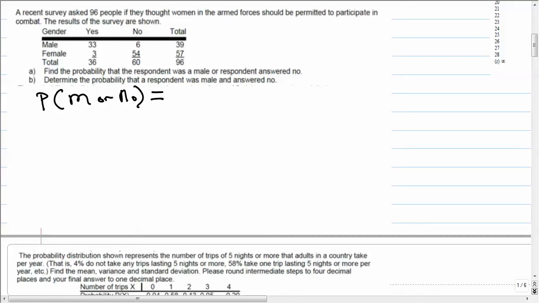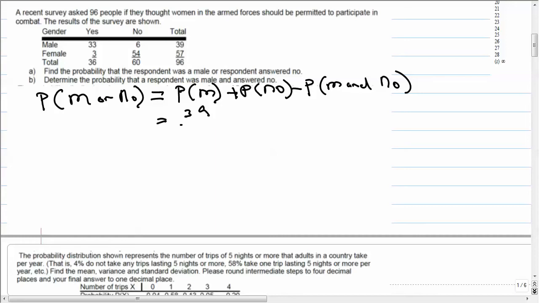This basic definition of probability, if you have it, is the number of ways it can happen divided by the number of ways anything can happen. Now this is an OR too, so there's a formula for OR. The formula for OR is the probability you're a male plus the probability you said no minus the probability of both male and you said no. Well, the probability you're a male, there are 39 males out of 96. The number that said no was 60 out of 96. And those that are males and they said no, 6 divided by 96.